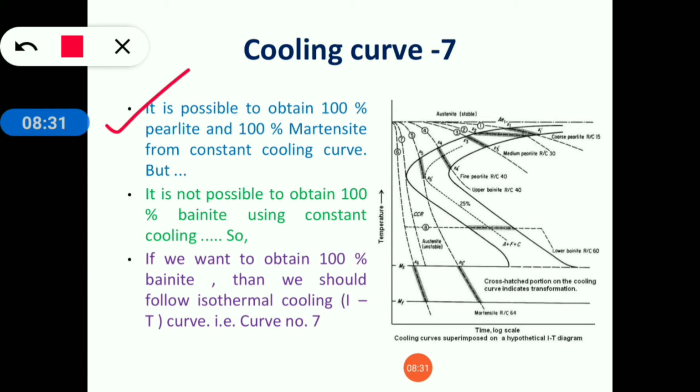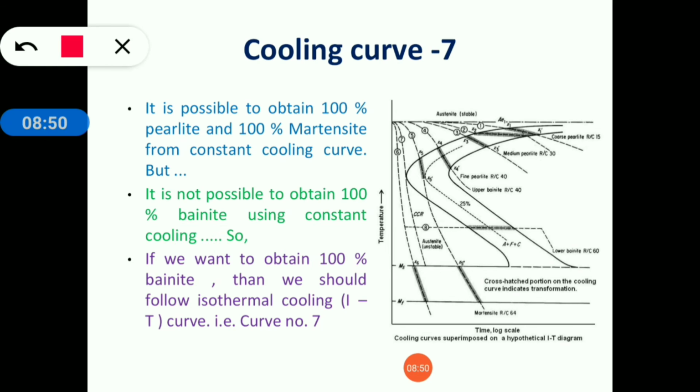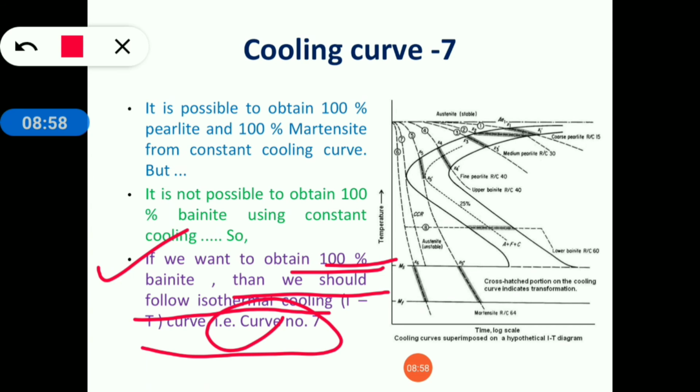So it is possible to obtain 100% pearlite and 100% martensite from these constant cooling curves, but it is not possible to obtain 100% bainite using a constant cooling curve. So if you want to get 100% bainite, then we follow this curve number 7. If we want to obtain 100% bainite, then we should follow the isothermal curve. Why is it an isothermal curve?